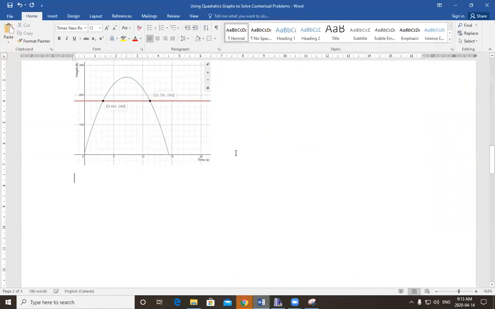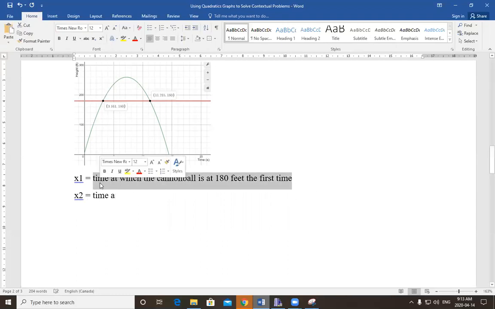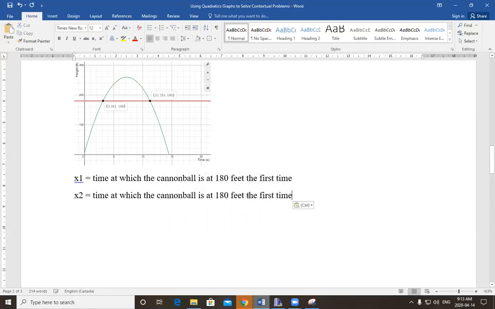Okay, and we can begin. So time is x, so we're going to say that x1 is the time at which the cannonball is at 180 feet the first time, and x2 is the time at which the cannonball is at 180 feet the second time. So first time, x1, second time, x2.